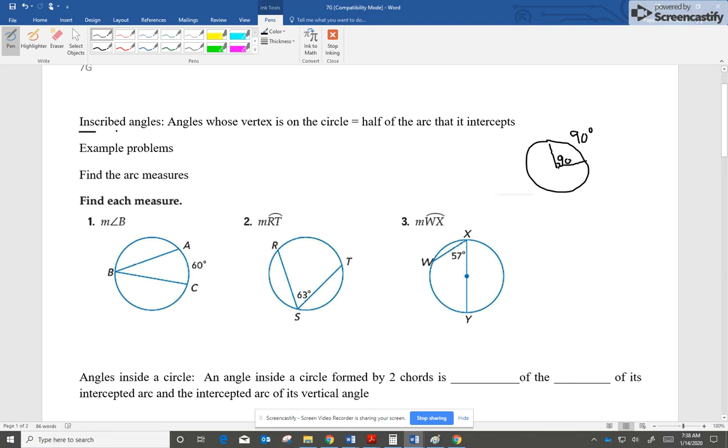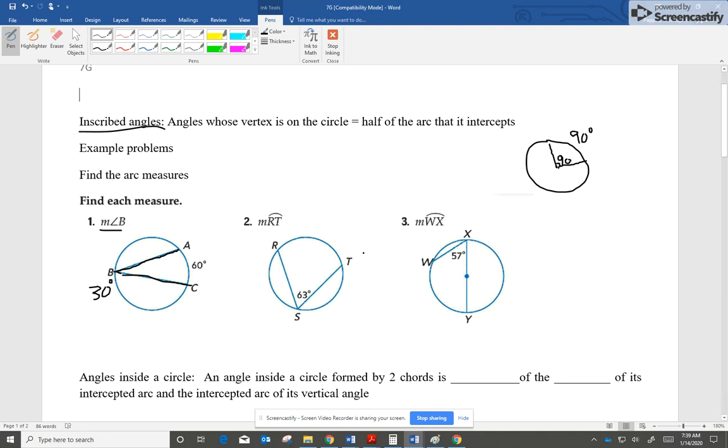So the first thing we have are inscribed angles, and inscribed angles are angles where the vertex is on the circle. And if that's the case, the angle is going to be half the arc that it intercepts, okay? So here, if I'm looking at angle B, angle B is an inscribed angle because the vertex is on the circle, and it intercepts this arc AC. The angle is half of the arc that it intercepts. It's half of 60, so angle B is going to be 30 degrees.